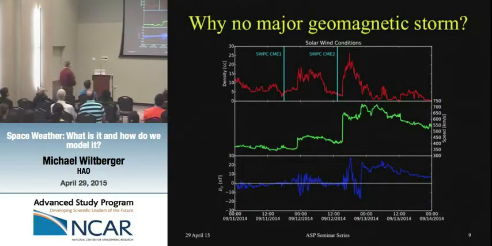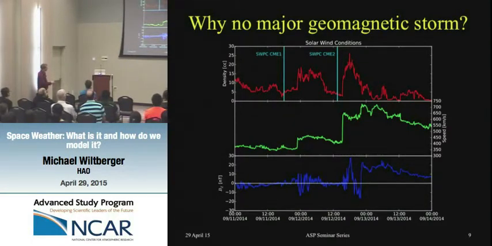The real story of why there wasn't much activity is actually down here in this bottom panel. This bottom panel is telling you the directionality of the magnetic field inside that CME blob coming out from the sun. And one thing you can see early on, especially in this first one, is that there really isn't much strength, and it's pretty variable.